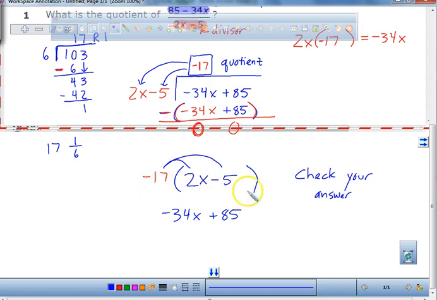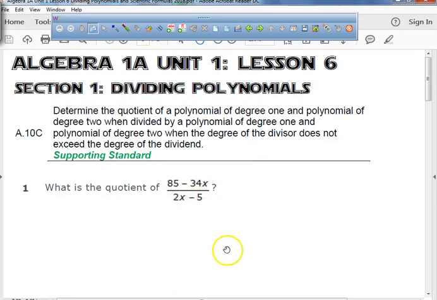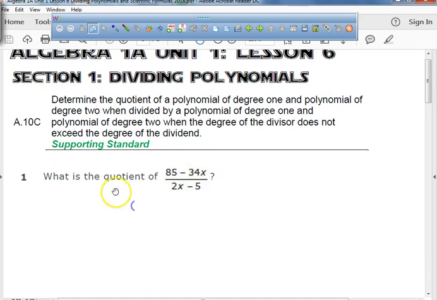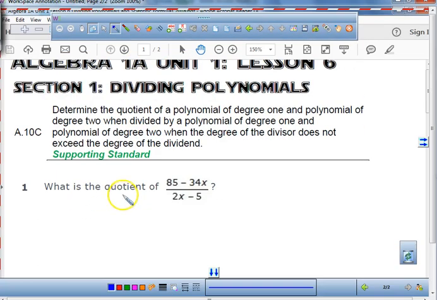What property are we using to check our answer? What property? Distributive property. Very good. All right. So by the way, what did we find as the quotient? What was the quotient? Negative 17. That's the answer to number 1.